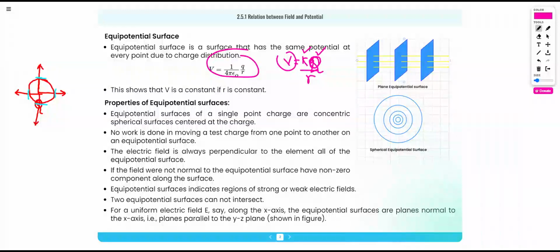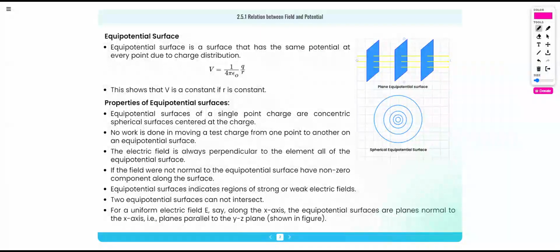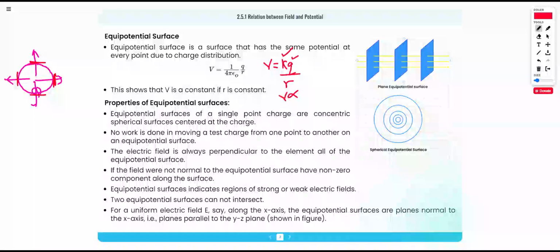Let's see it once more. We have a circle. Potential will be the same here, here, here, and here. Why will the potential be the same there? Because V is equal to KQ over R. K is constant, Q is constant, so V is inversely proportional to R. Here R is not changing, hence this is our equipotential surface.